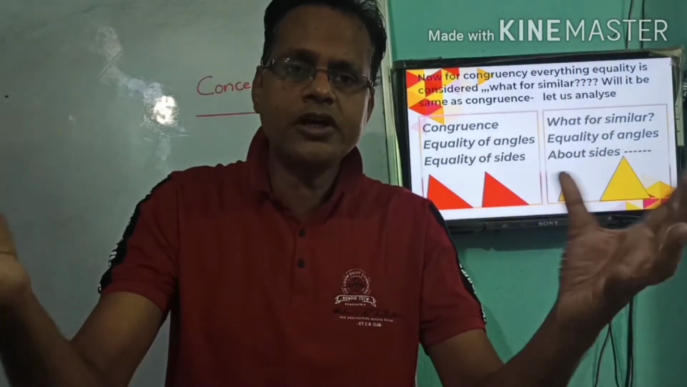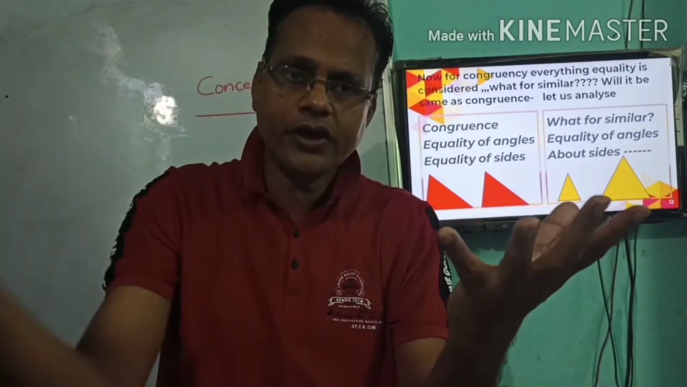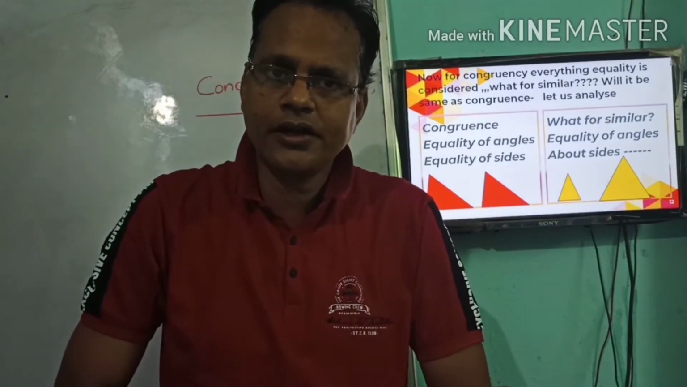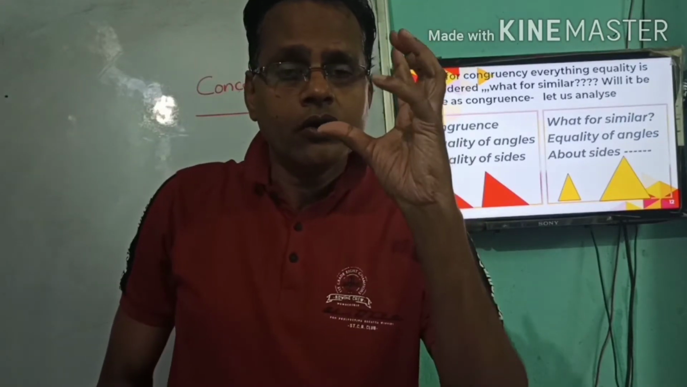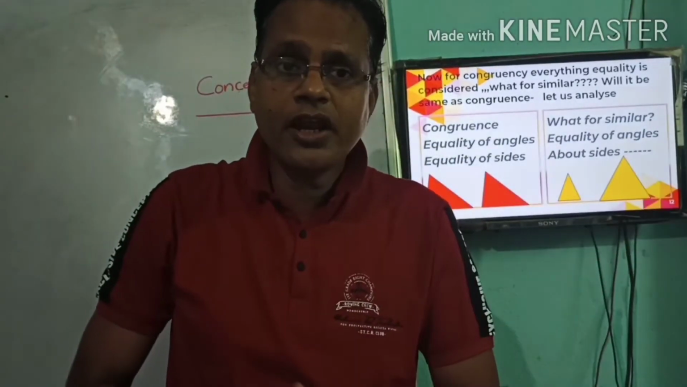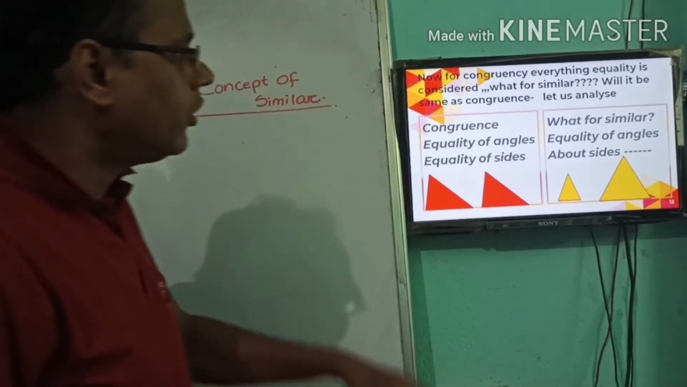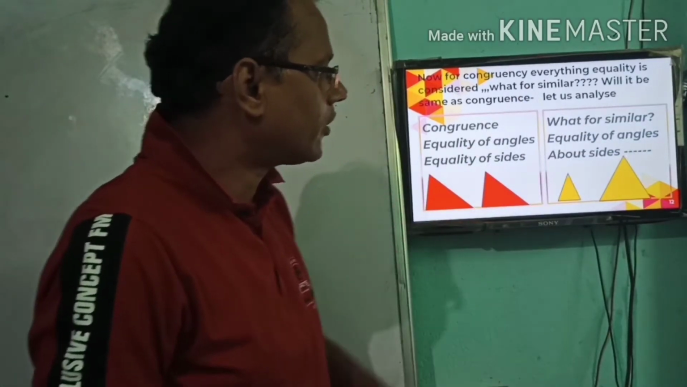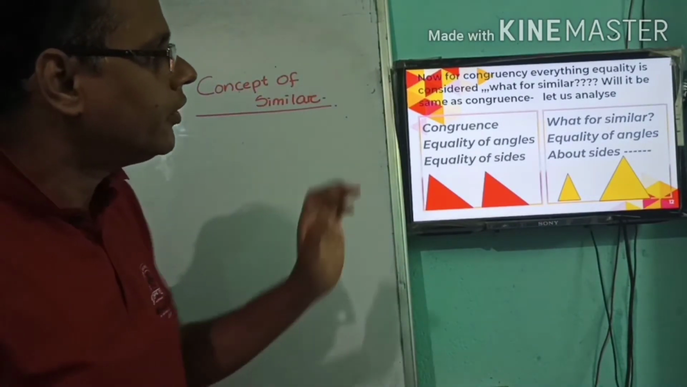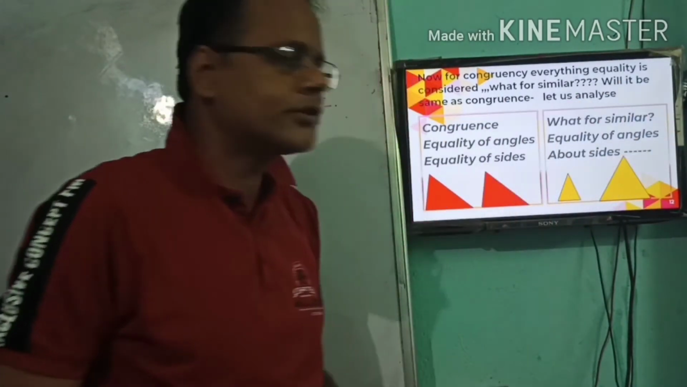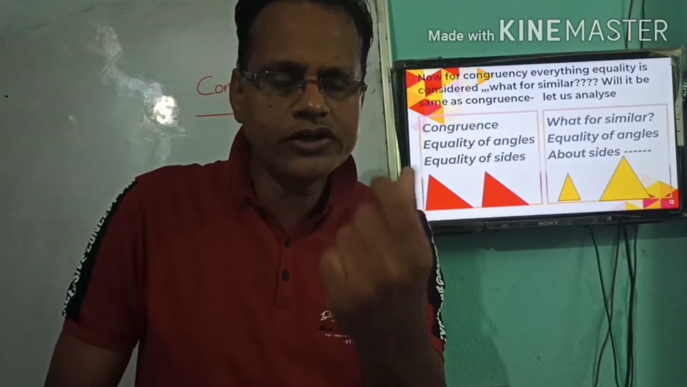When one figure is completely matched with the other figure, its corresponding angles are equal, then corresponding sides are also equal. Is that clear? Are you getting the point? So here equality of angles, equality of sides is there. So the same fundamental will carry with similar. Now let us discuss what for similar. Here I can tell you one thing. For similar, equality of angles may be a valid principle. How? I will tell you how.